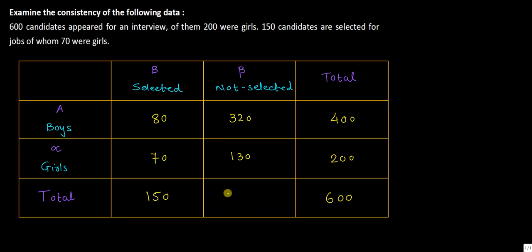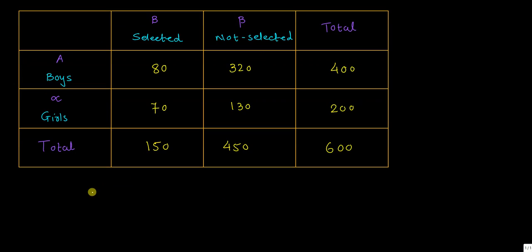130 plus 320 is equal to 450, and 450 plus 150 is equal to 600. See, here none of the cell frequencies is negative, so the given data is consistent data.